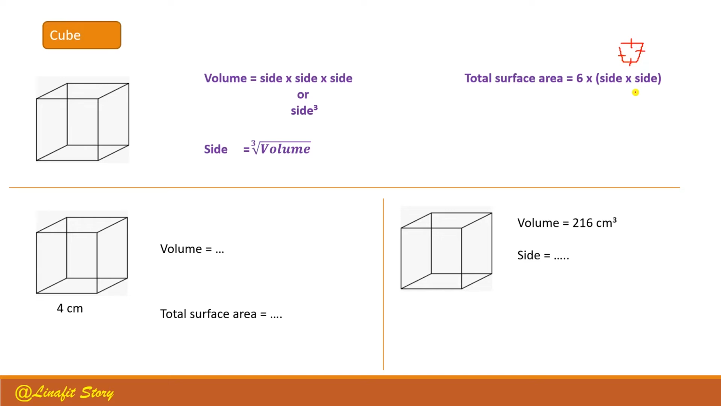For example, if the length of the sides of the cube is 4 cm, find the volume and the total surface area. To get the volume is side times side times side, or 4 cubed. 4 times 4 times 4 is equal to 64 cubic cm. Then to find the total surface area is 6 times side times side. So 6 times 4 times 4. 4 times 4 is 16. So 6 times 16 is equal to 96 square cm.